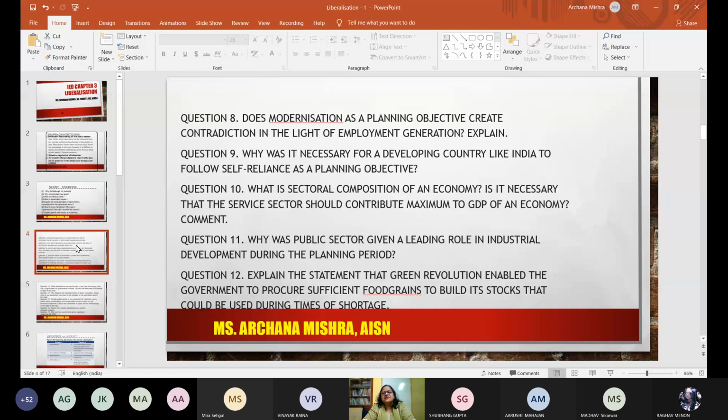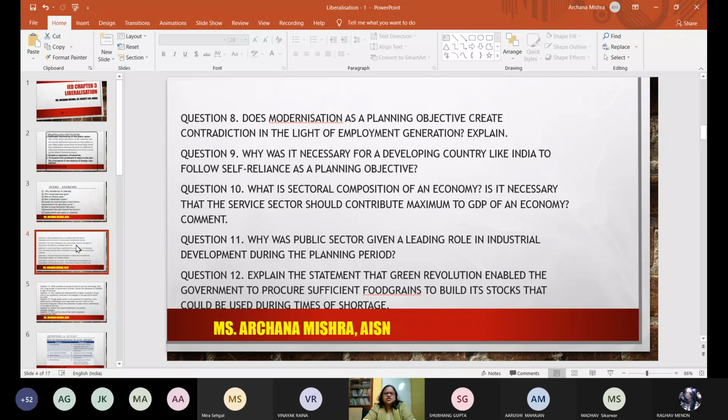Why was it necessary for a developing country like India to follow self-reliance? So we have discussed it in detail. So here you will also talk about that if we are not self-reliant, we become vulnerable, our sovereignty becomes vulnerable to foreign interference because of foreign technology and foreign capital. So we have done question number 10.